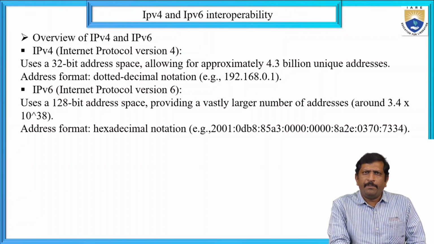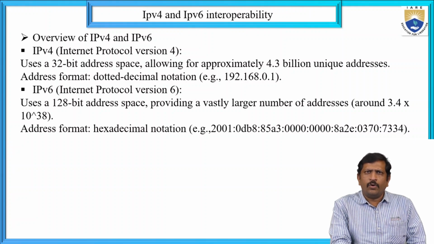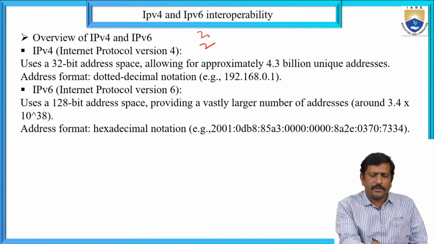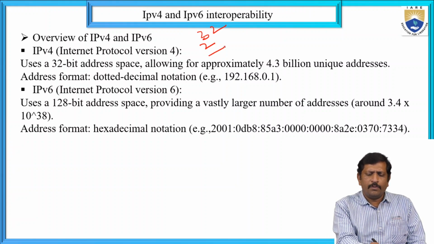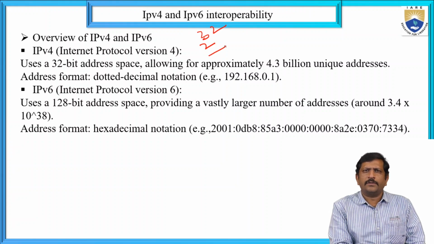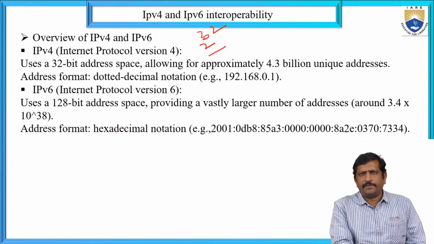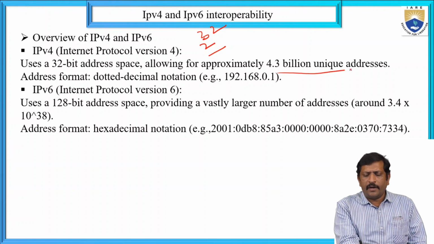IPv4 is Internet Protocol version 4. In this version 4, in total we can maintain 2 to the power of 32 addresses, which means it uses a 32-bit address space, allowing approximately 4.9 billion unique addresses.